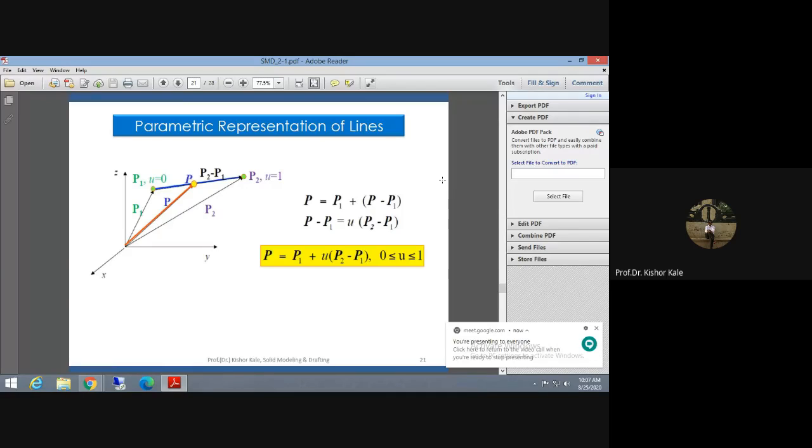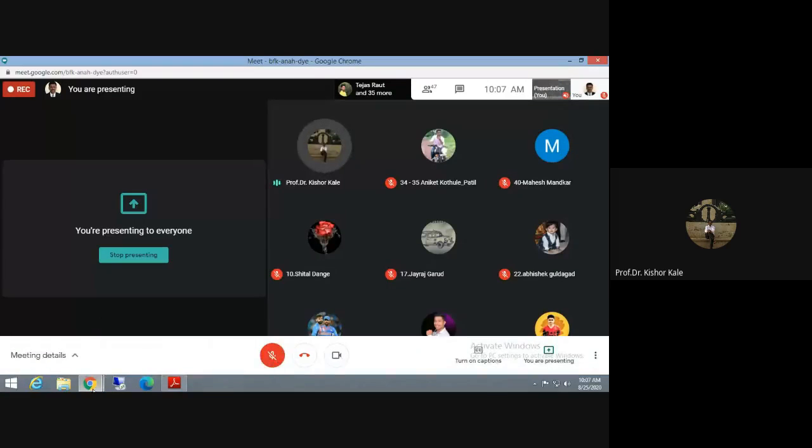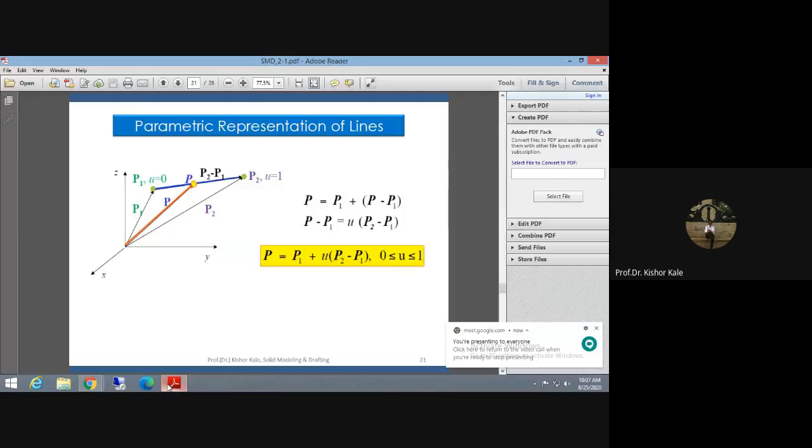Hello, hello. Can you tell me what parametric representation is? Hello, hello. Can anybody tell me what parametric representation is? Yes, anybody from your side?